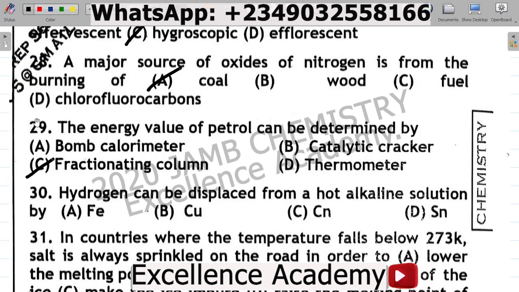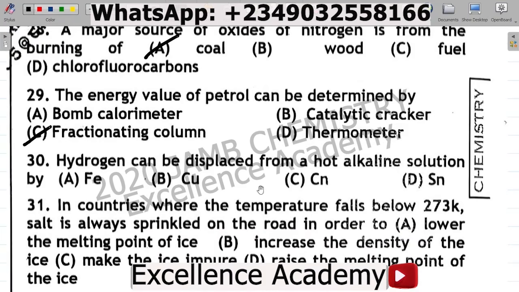Now for 29, you want to note that when we say fractionating column, it's a column that contains petrol with different density, and it is the only container that houses a fluid of such varying density. So the correct answer there is C, fractionating column.